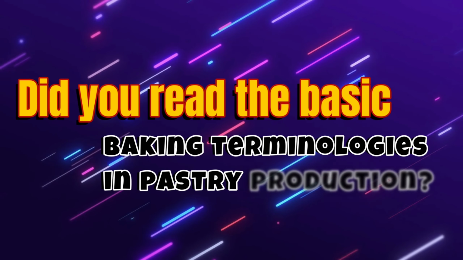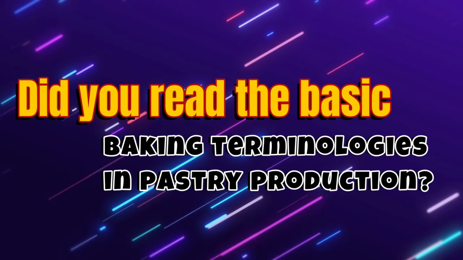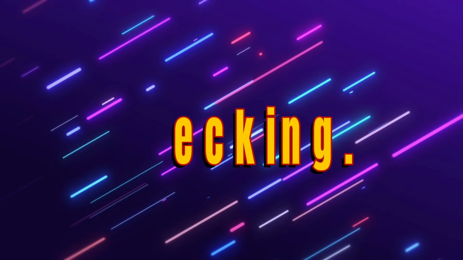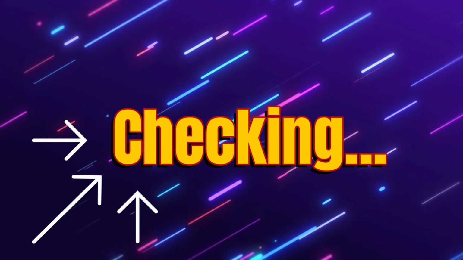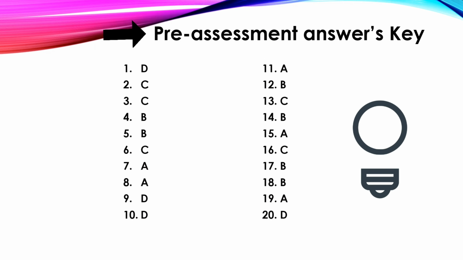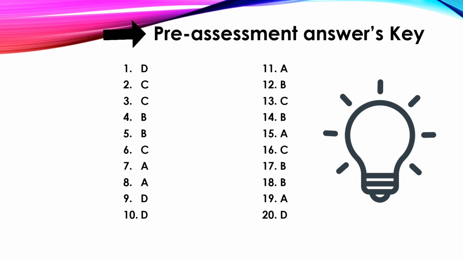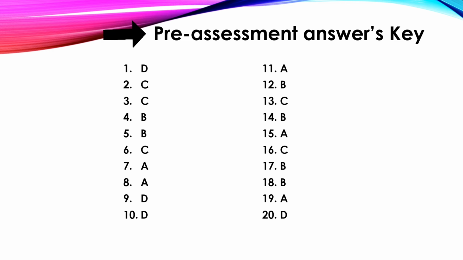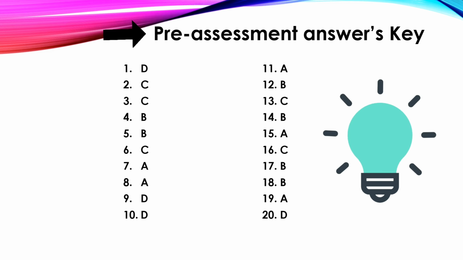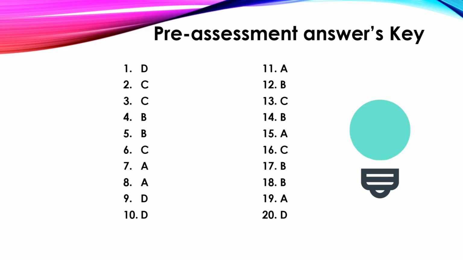Did you read the basic baking terminologies in pastry production? Okay, now let us check your pre-assessment. I'm going to dictate the correct answers. Number 1, letter D. Number 2, letter C. Number 3, letter C. Number 4, letter B. Number 5, letter B. Number 6, letter C. Number 7, letter A. Number 8, letter A. Number 9, letter D. Number 10, letter D.